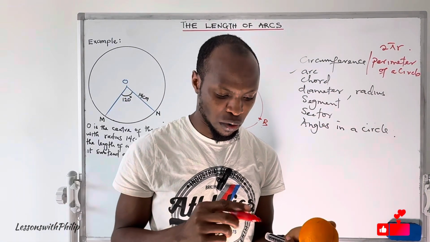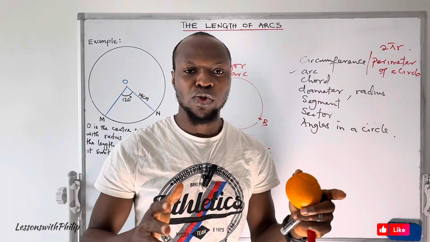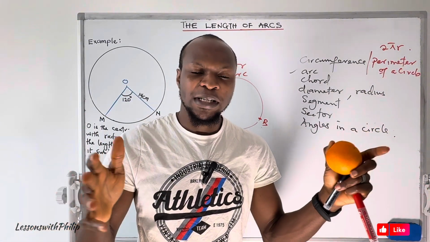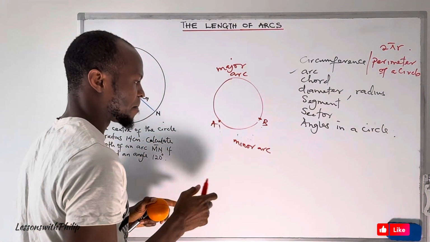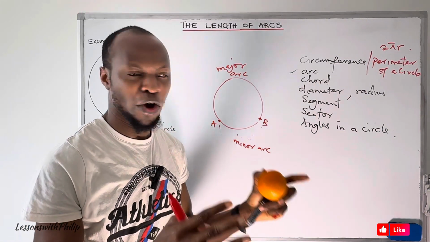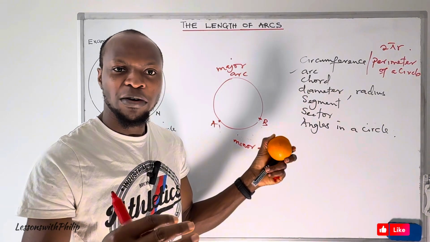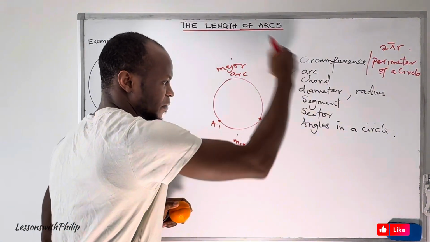Now, what about a chord? A chord is the distance between 2 points on the circumference of a circle. Now, as we have seen, a chord is defined as the line that joins 2 points on the circumference of a circle. These are 2 points on the circumference of a circle.